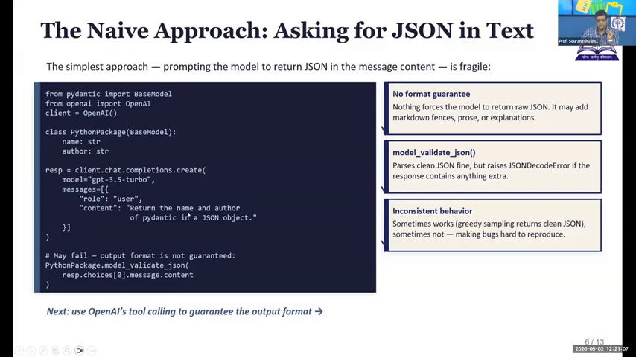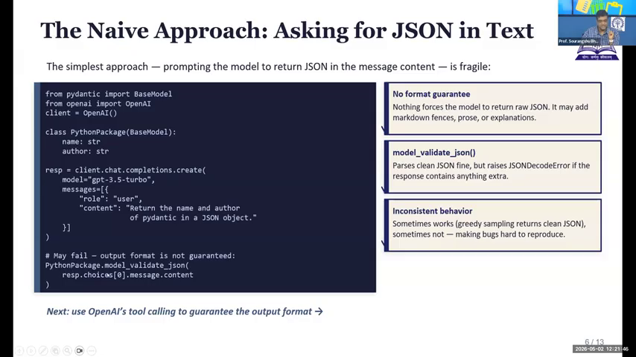Return the name and author of Pydantic in a JSON object. Okay, so the output may not be a JSON object. Suppose this is the thing. You expect the response output to be a JSON object, and you try to parse it as a JSON object, but that may fail if the JSON object is not there. So this is the validation.